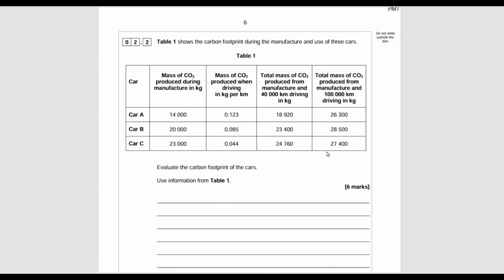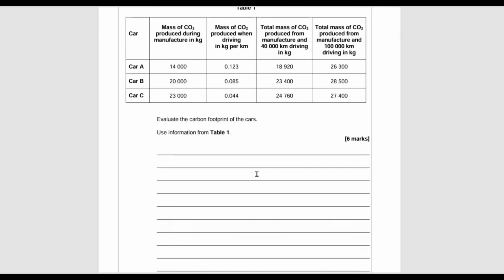Now, if you keep the car for a long time, this is less detrimental to the environment and greenhouse gas causing than car B. Evaluate the carbon footprint of the cars. Use the information from table 1. So what we need to do is evaluate the carbon footprint of the cars.